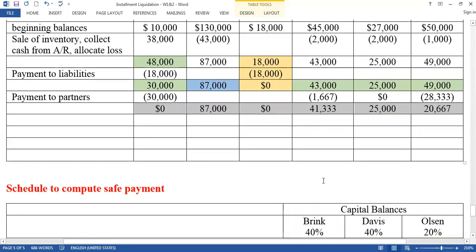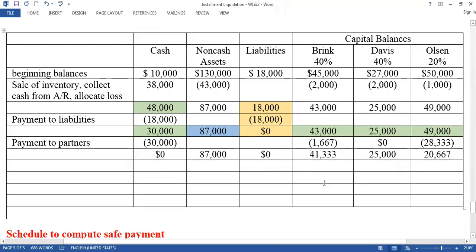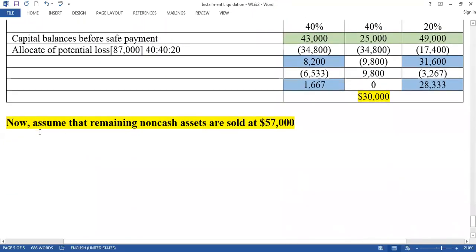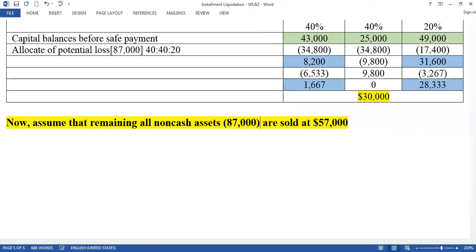Now I make this question easy because this is the first example I am going to show you. Now assume that all the remaining non-cash assets, and what are the remaining non-cash assets according to this question? $87,000. So now assume that the remaining non-cash assets of $87,000 are sold at $57,000, right?